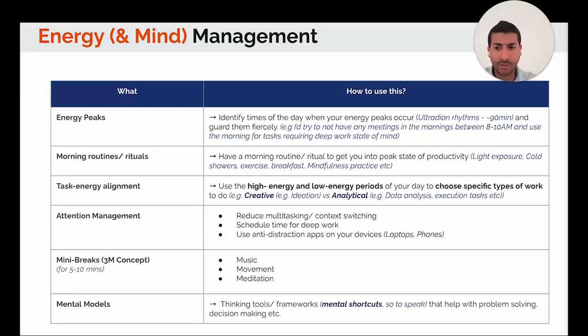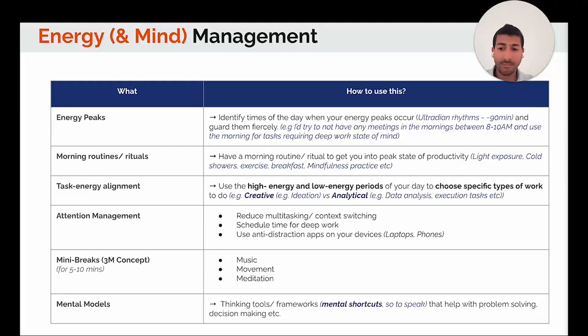And the next technique that is useful here is taking mini breaks, right? And I call it the 3M concept, where the mini break could range from 5 to 10 minutes. It's not prescriptive. You can take as long a break as your schedule allows for. But the idea is to either listen to some music, get some movement. You can walk around if you're working from home. You could do some stretches at your desk. Or you could maybe get in a quick meditation session, right? Figure out what works best for you, but these are some of the options.